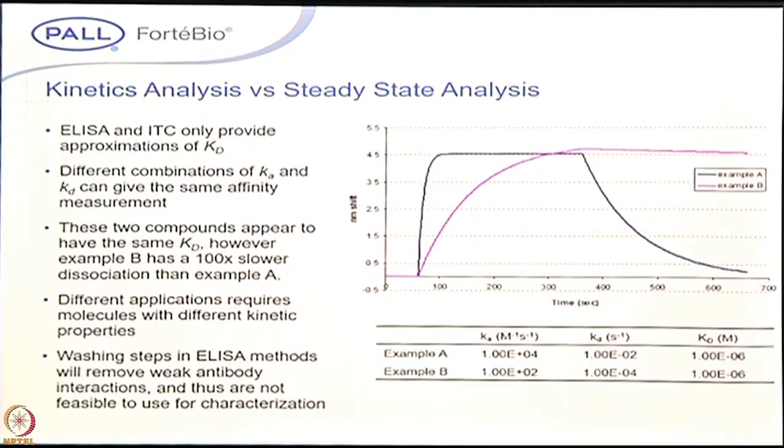If I look at one example based on ELISA steady state analysis, if you look at the KD parameters from the ELISA, it looks like both are the same. When you perform it on the label-free platform and look at the kinetic constant parameters, see this example: the blue trace is dissociating very fast, while for the pink one the dissociation is very slow. Why this is important is that based on the rate of dissociation, we can differentiate when you are selecting the right candidate.